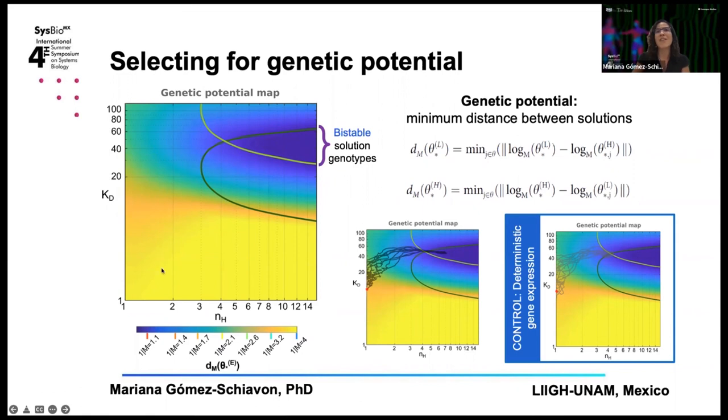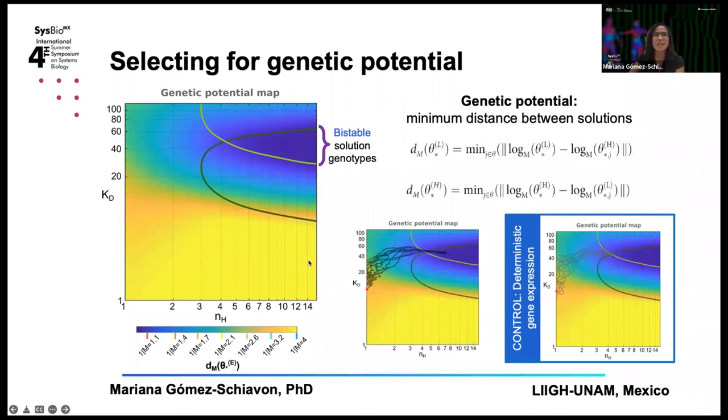This map here shows the genetic potential, and it shows how it increases as you approach the bistable region, having the highest genetic potential in the bistable region, where the distance is effectively zero because without any mutation you can have both phenotypes. And you can see here that the trajectories of the simulations very clearly move through the genetic potential gradient, with or without noise, selecting for high nonlinearity as the genetic potential increases. So this basically is telling us what is happening in the first selection process.